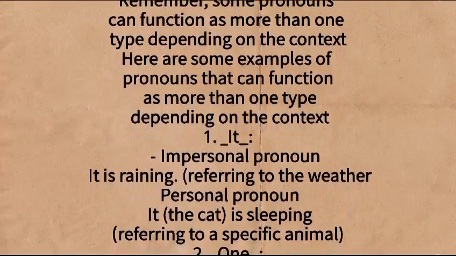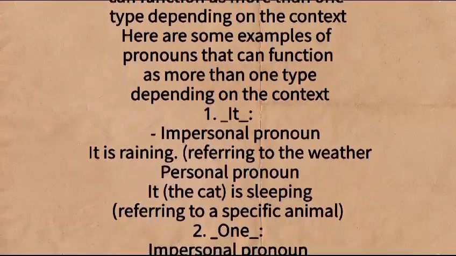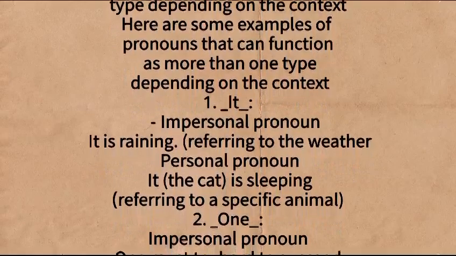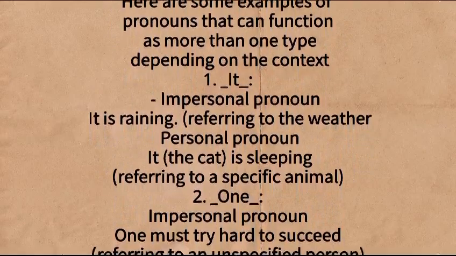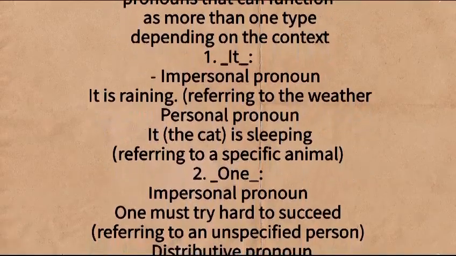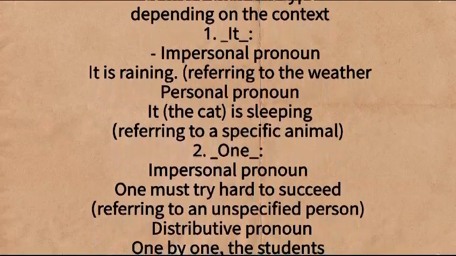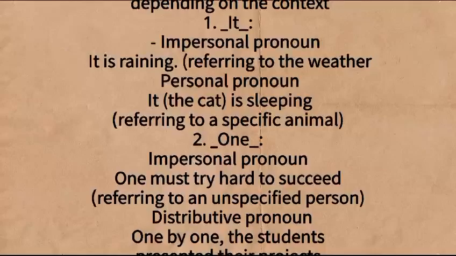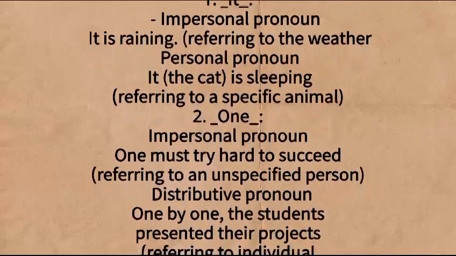Remember, some pronouns can function as more than one type depending on the context. Here are some examples of pronouns that can function as more than one type depending on the context. 1. It, impersonal pronoun. It is raining, referring to the weather. It, personal pronoun. The cat is sleeping, it is referring to a specific animal.